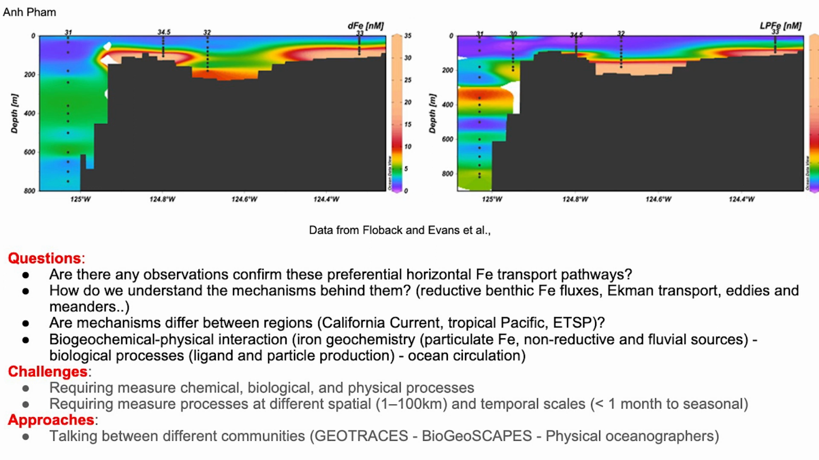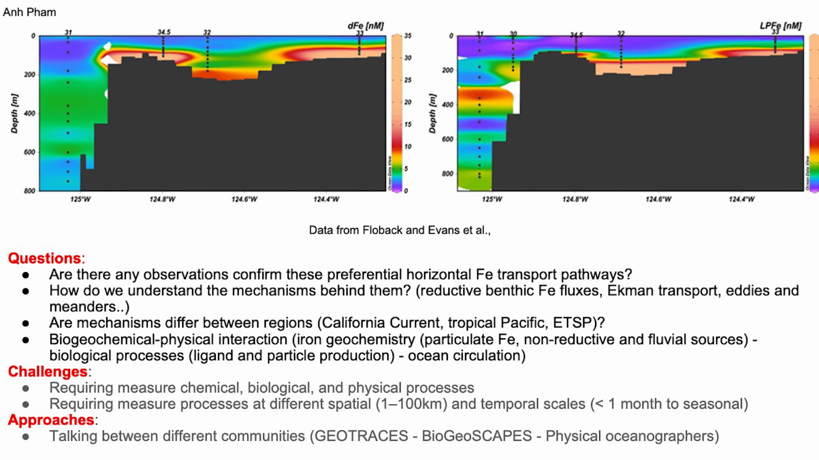And also, I want to talk about ligand and particle production by biological processes like microbes. They are going to produce ligand when they are iron limited, to protect iron from being scavenged.